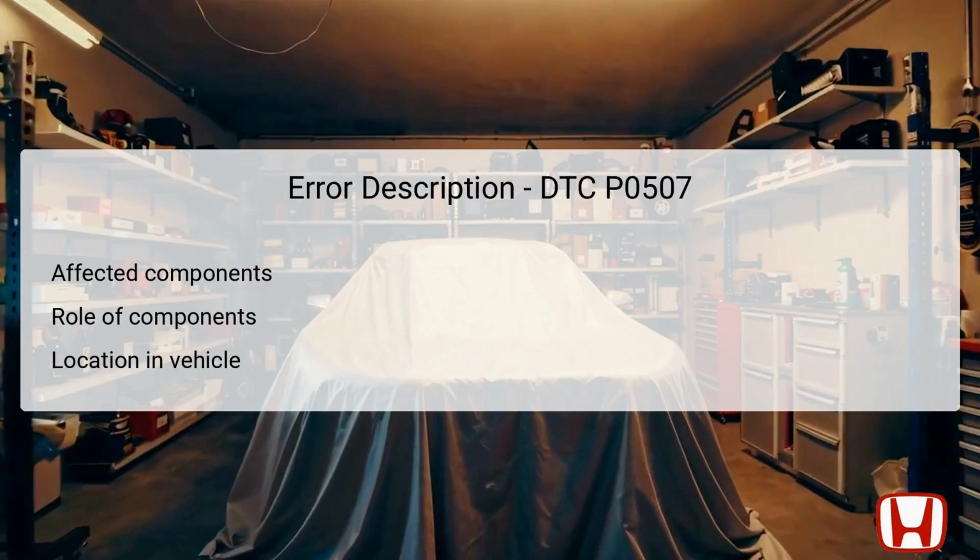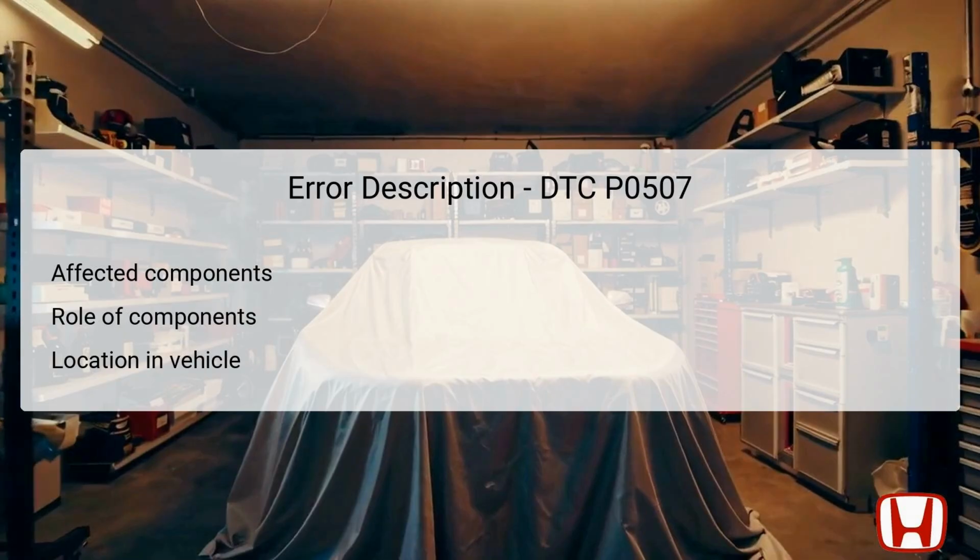The error code P0507 affects several key components of the idle control system. Firstly, the Engine Control Module, ECM, plays a vital role by processing data from various sensors to adjust the engine speed. The Idle Air Control Valve, IAC, is crucial in managing airflow to maintain a steady idle speed. Additionally, other components such as the PCV valve, intake manifold, and brake booster hose can influence the system by regulating air intake and ensuring no vacuum leaks are present.